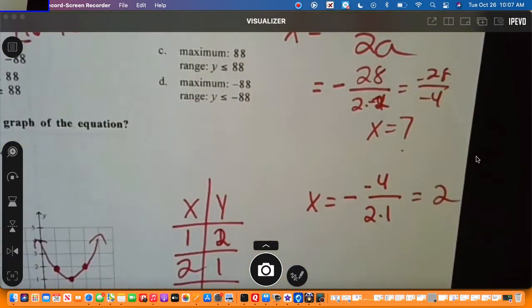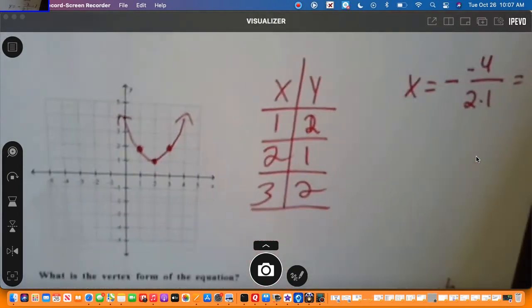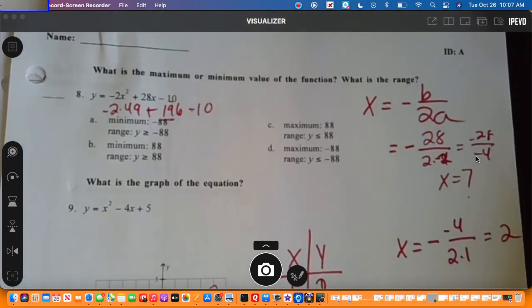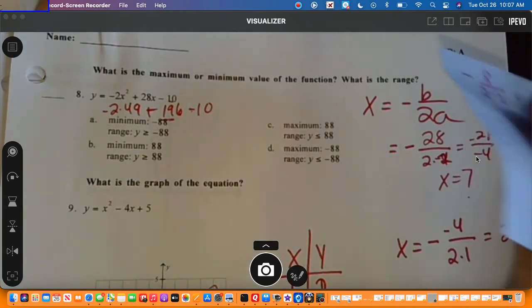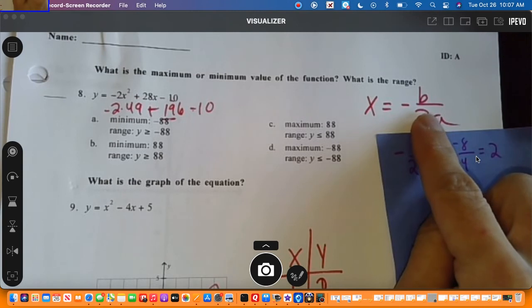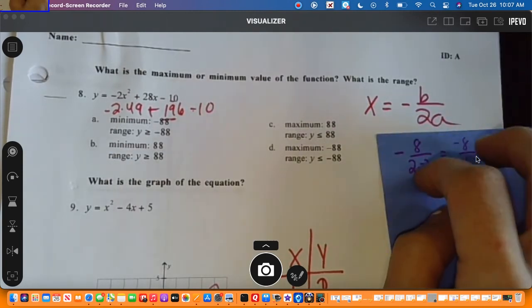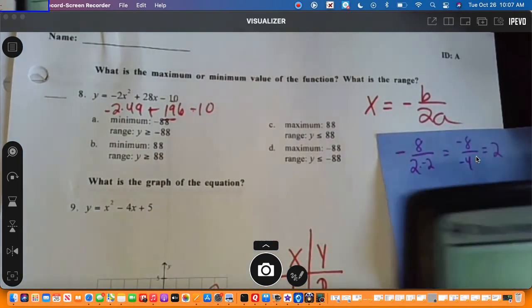Okay, number 8. This one, what is the maximum or minimum? And what is the range? So you could use this formula. I don't know if I would use that. We'll just graph it, because y'all need to learn this anyway.